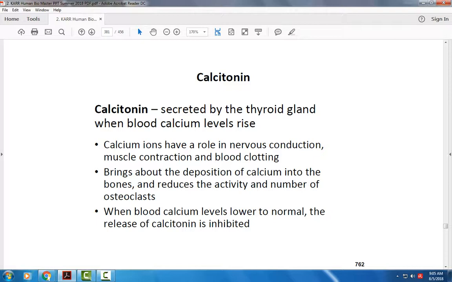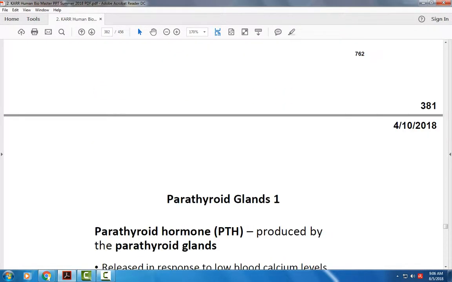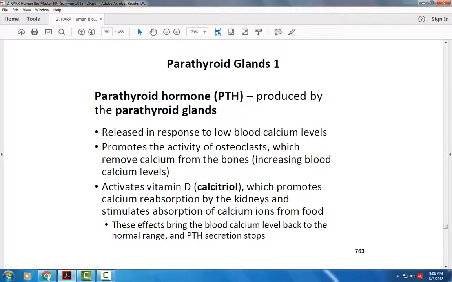So calcitonin is a hormone released by the thyroid gland, and its job is to deposit calcium into our bones so we have good bone mass, and that is important for, again, preventing osteoporosis. Four small swellings on the thyroid gland are the parathyroid glands, and their job is to secrete parathyroid hormone, which does the opposite of calcitonin. It promotes osteoclast activity, which breaks down bone and releases calcium to the blood.